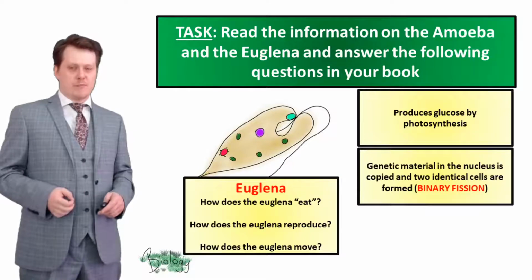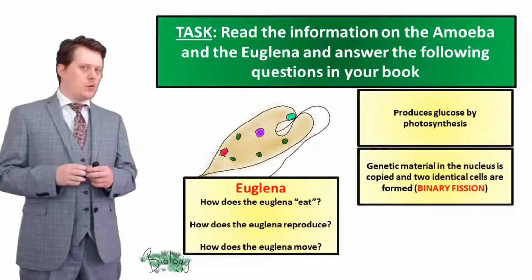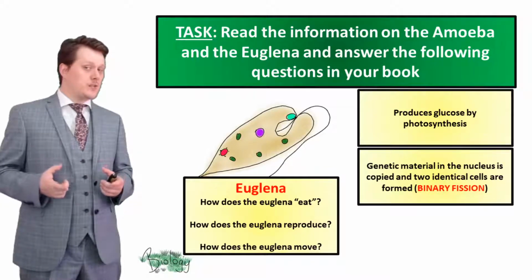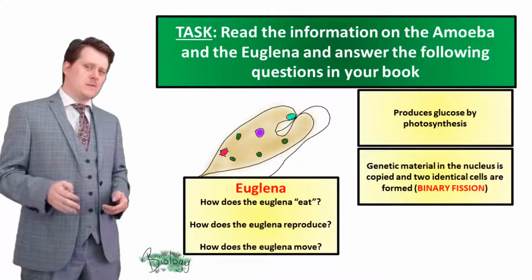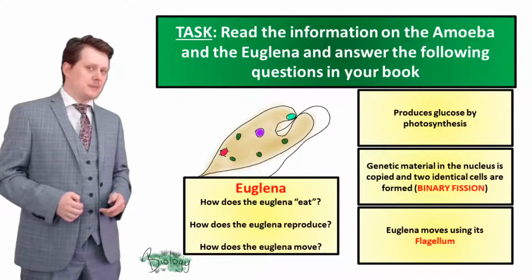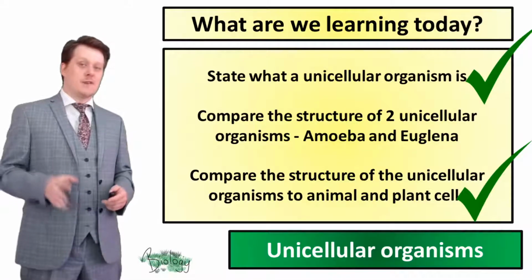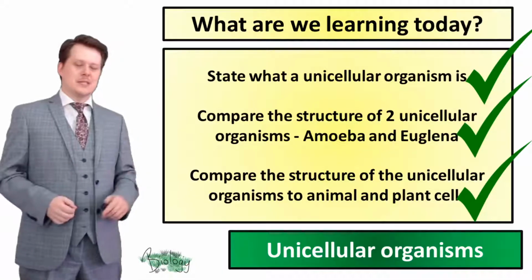How does the euglena reproduce? It also reproduces by binary fission. All the organelles are going to duplicate and you're going to end up with 2 genetically identical euglena. How does our euglena move? It moves using its flagellum. So now we've compared the structure of our amoeba and euglena in a bit more detail.